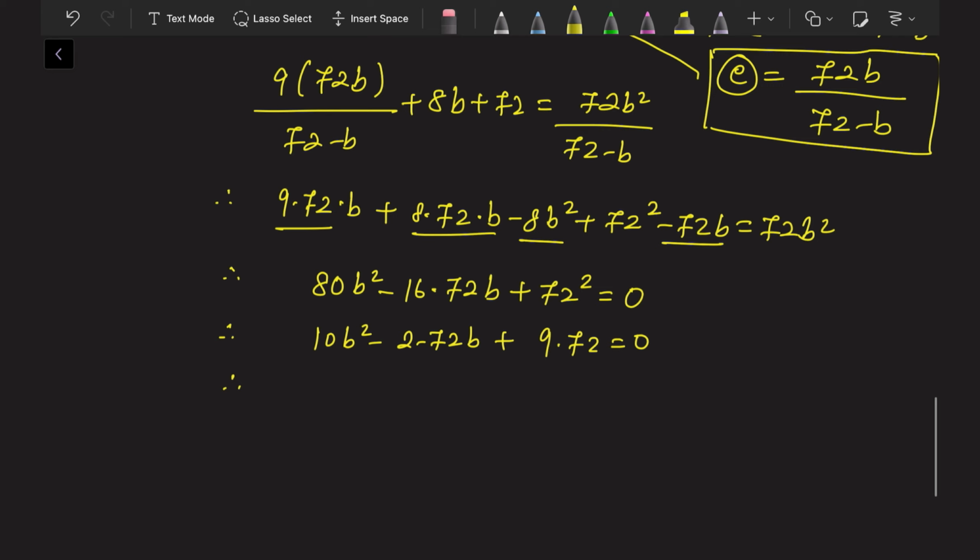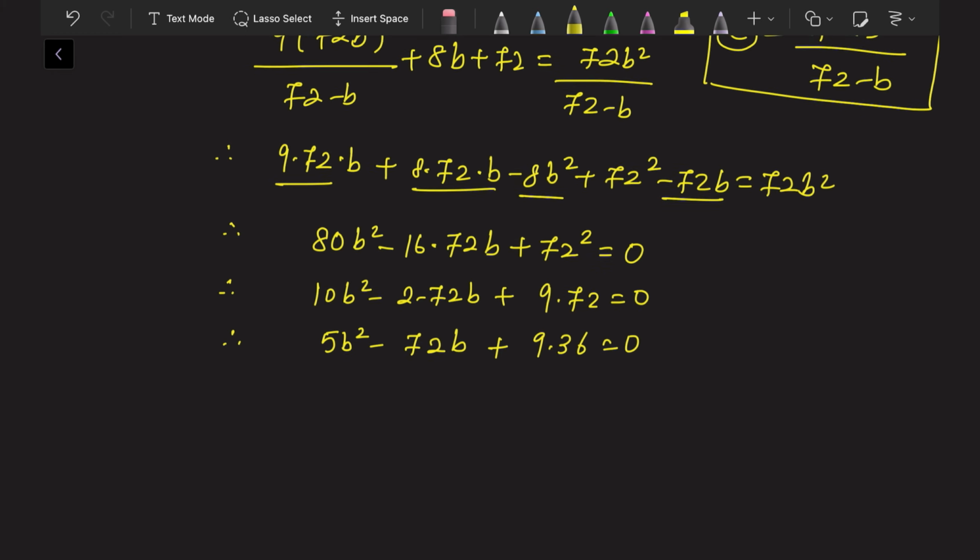Can we again cancel out? Yes, from the table of 2, we have 5b square minus 72b plus 9 into 36 equals 0. Yes, 5b square minus 72b plus 9 into 36 is equal to 0. Now let us solve this, and we can just use the quadratic equation.